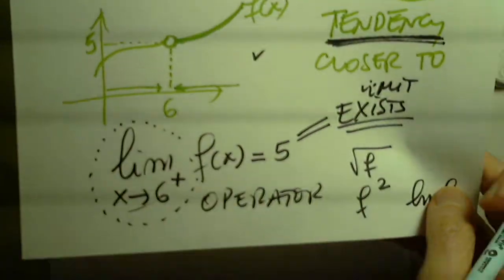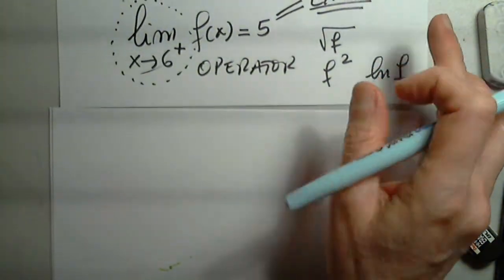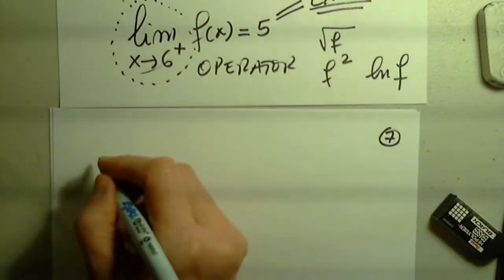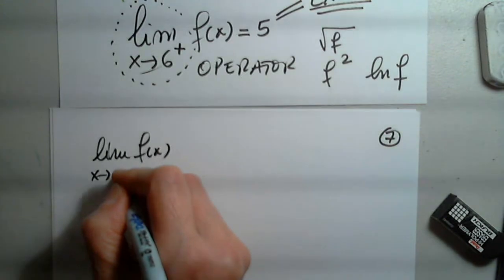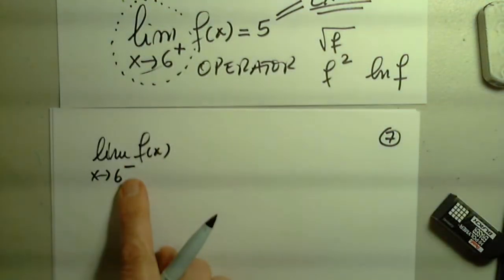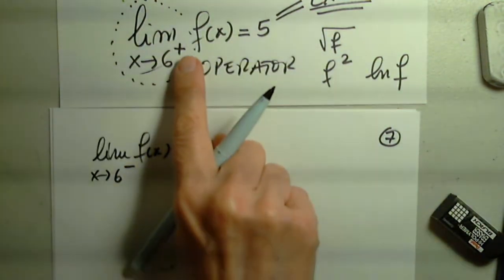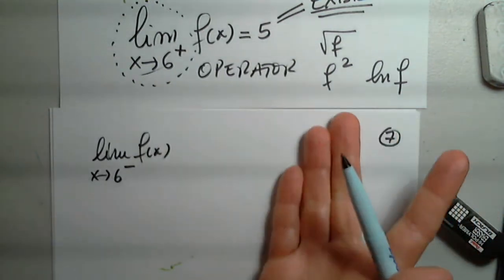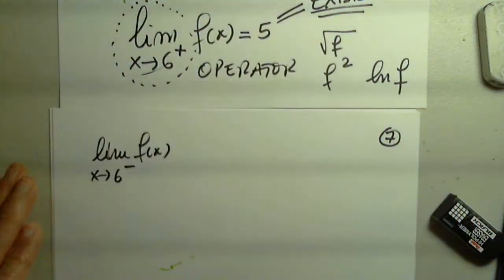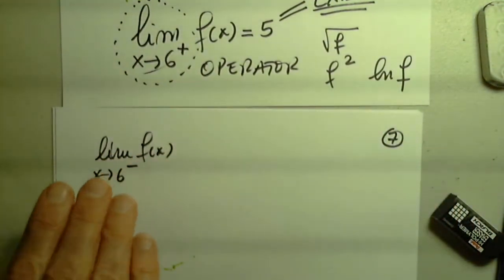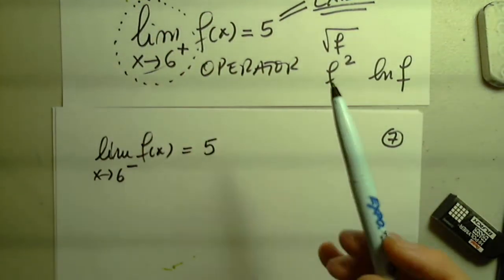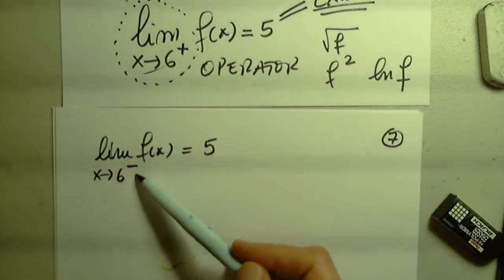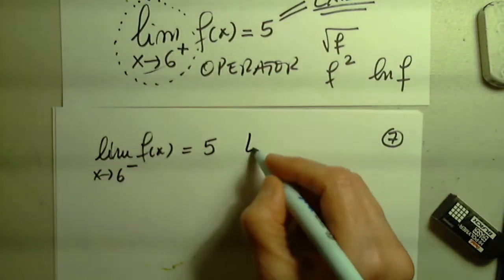Also, in the same way, I can write the limit of f of x as x approaches 6 from the left. Power plus means with numbers larger than 6. Power minus means with numbers less than 6. And this is still 5 because it's a number, the limit, which is the left-hand limit.